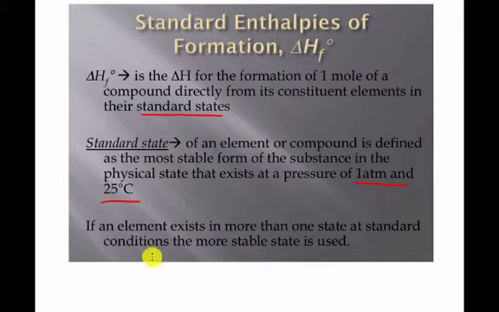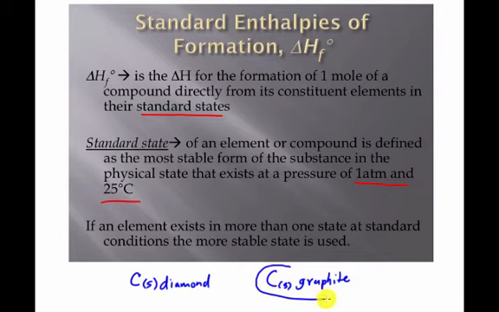Now, if elements exist in more than one state at standard conditions, we're going to use the more stable state. So, for example, carbon has 2 different solid forms. We can have solid carbon as diamond, and we can have solid carbon as graphite. So there are 2 different forms of the solid form of carbon. Which one do we use? Do we use the more stable version? And believe it or not, the more stable version is actually graphite. I know you probably thought it was going to be diamond, but you're wrong. We'll talk more about that when we get into thermodynamics, and about why that is a more stable state.